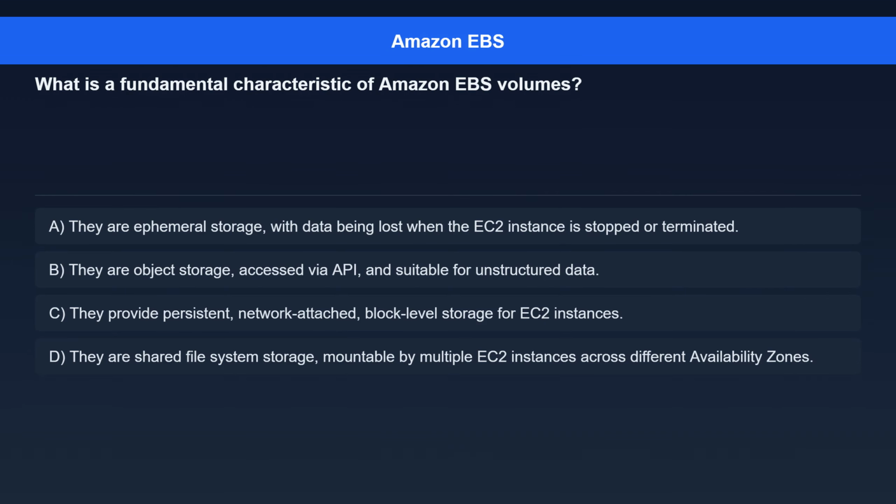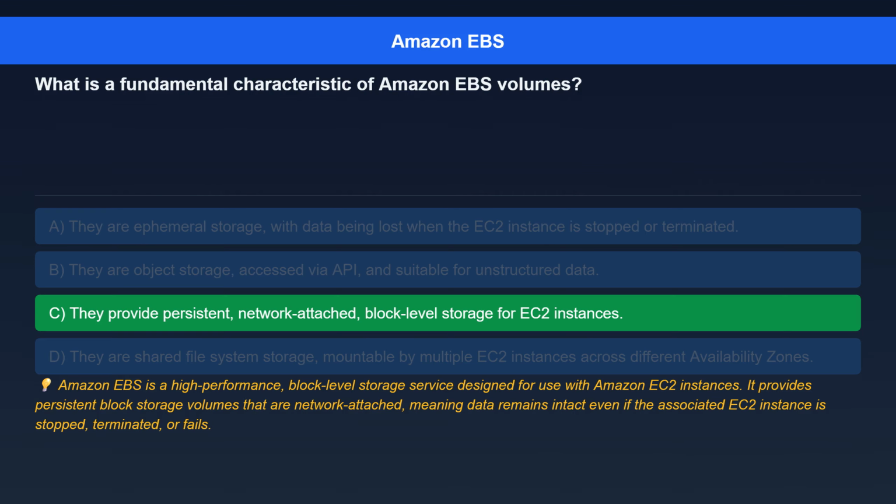Question 7. What is a fundamental characteristic of Amazon EBS volumes? Option A. They are ephemeral storage, with data being lost when the EC2 instance is stopped or terminated. Option B. They are object storage, accessed via API, and suitable for unstructured data. Option C. They provide persistent, network-attached, block-level storage for EC2 instances. Option D. They are shared file system storage, mountable by multiple EC2 instances across different availability zones.